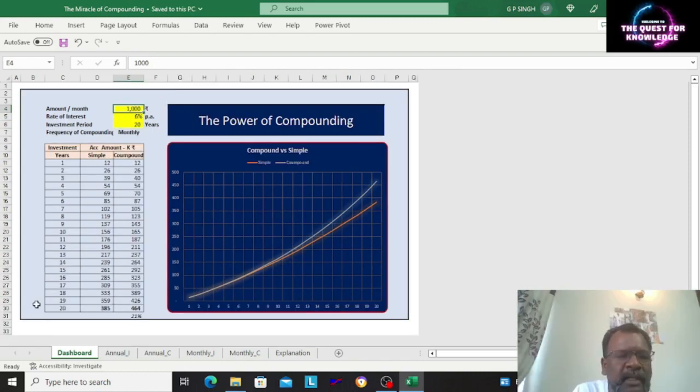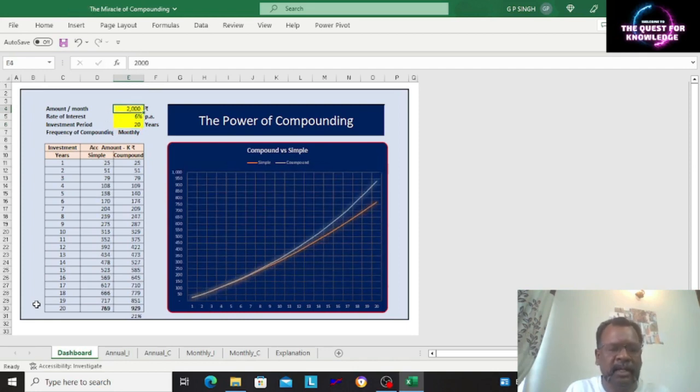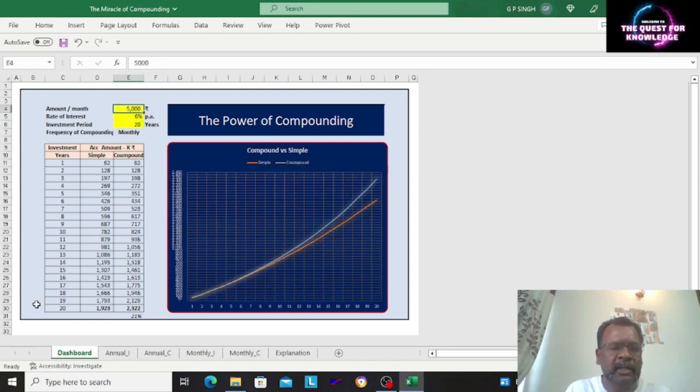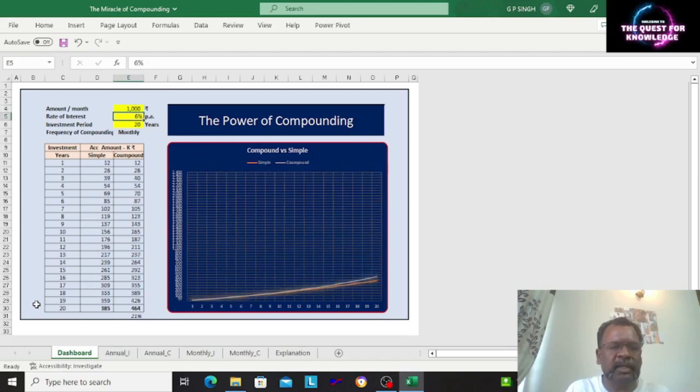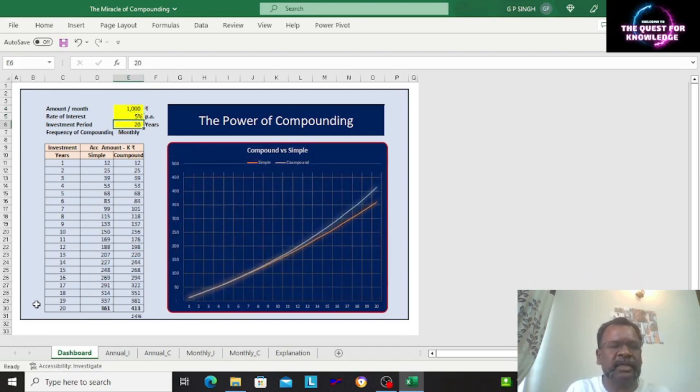Just remember one thing, while using this template, you need to input your number only in these three cells, okay? The principal amount, the rate of interest, and the investment period. And this information is linked to all the templates, all the formulas, so you don't need to put any other form. For example, if you want to invest 2,000 rupees, it will work fine. Whatever amount you want to put, you can put it here, it will work, okay? So you put the amount here, you change the interest rate, whichever is applicable.